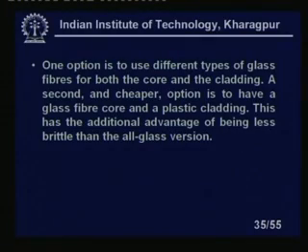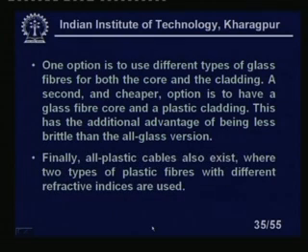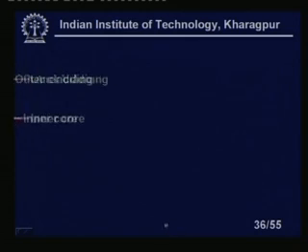So, obviously, if you use the plastic, because ultimately the mechanical strength is also very important. If it is made of full glass, it is very difficult to hold it. It is very prone to breaking. So, if you use the plastic cladding, obviously your chances of survival are better. Finally, all plastic cables also exist, with two types of plastic of different refractive indexes, but they have larger losses. So, that is the reason all plastic cables are not very popular till now.